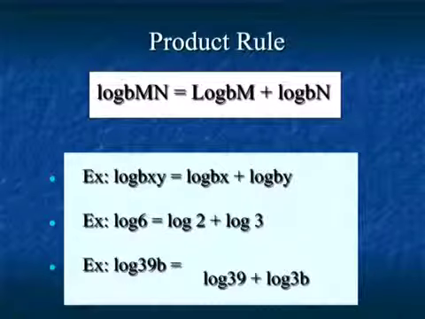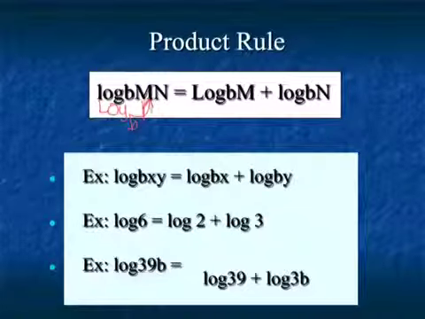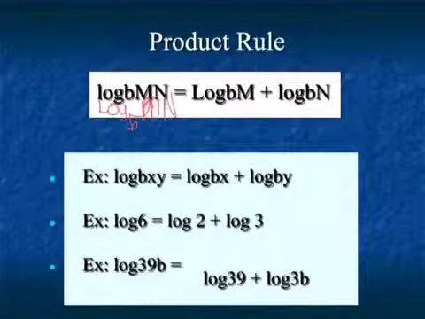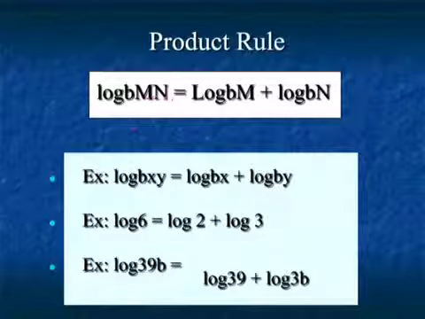First property we're going to go over is the one called the product rule. Product is multiplied. So as you can see here, m is being multiplied by n. This right here is a base, and it actually should be written like this. Log base b of m times n. Not sure why it came out like that on the PowerPoint, but this actually should be a little lower. Okay, so this reads log base b of m times n is equal to log base b of m plus log base b of n.